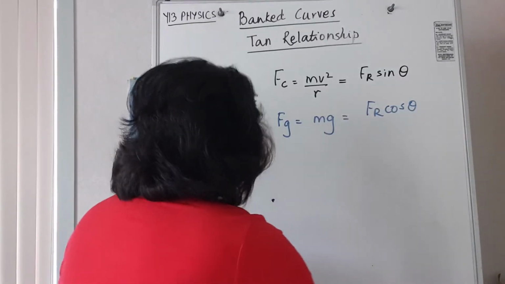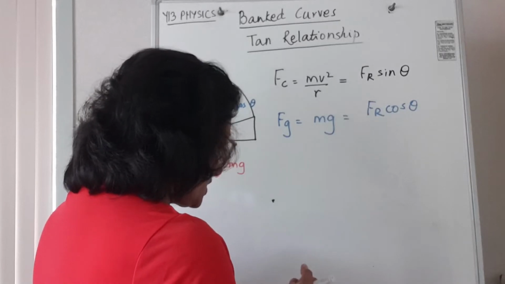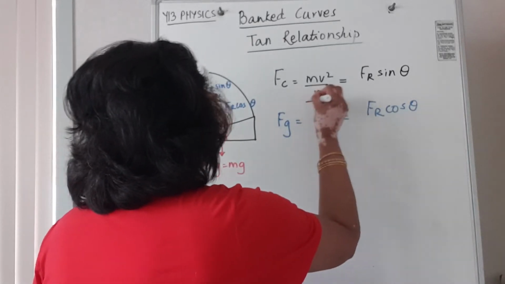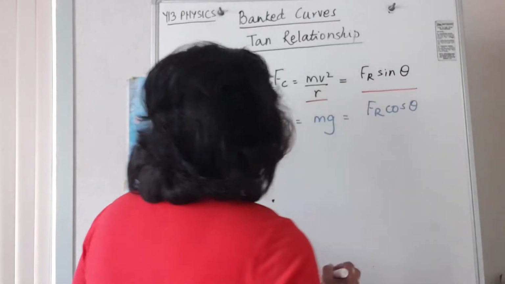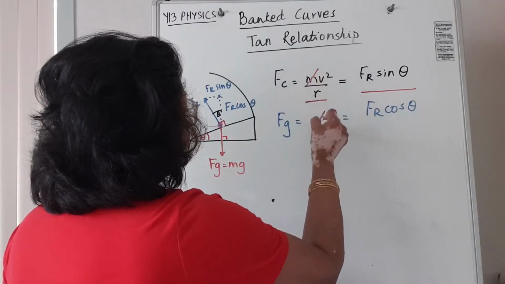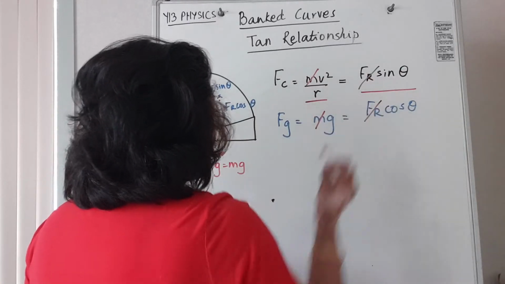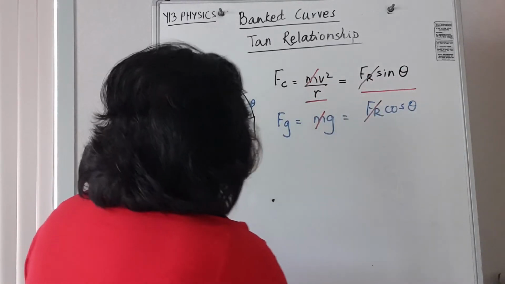Now, if you divide one by the other, and it's okay, you can do that so long as you do it to both sides of the equation. Okay, now if we look at that, the m cancels out because they're common, and so does the Fr. So what are we left with?